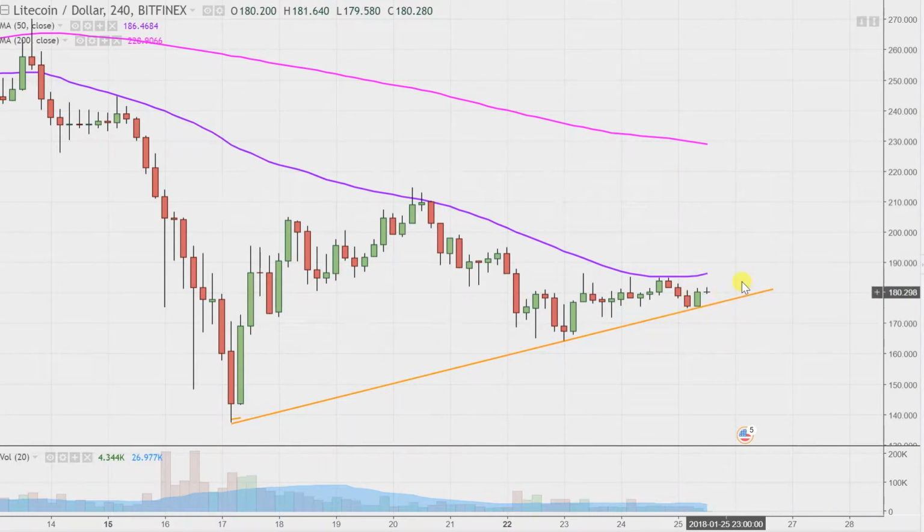But space is running out, so eventually the price is going to need to make up its mind. It's either going to get a breakout to the upside of the purple line or a breakdown to the downside of the trend line, but it's just kind of a wait and see situation, so we'll see what happens.